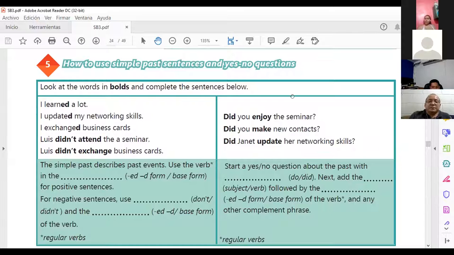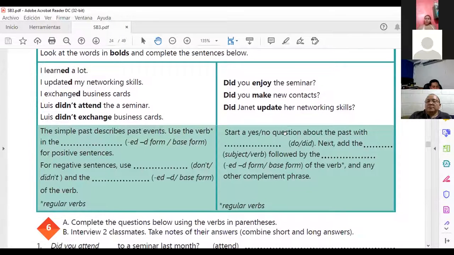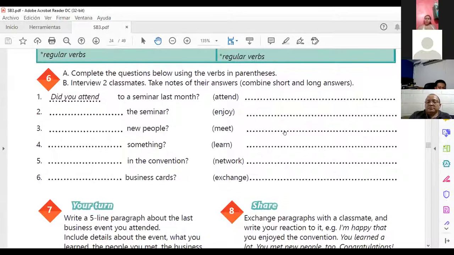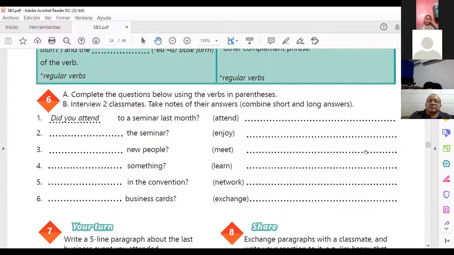Al final estuvimos leyendo este cuadro, okay, about the uses of the simple past. And this was the homework that was, not actually homework because I didn't tell you to do it. Pero este era el último ejercicio que no completamos, okay. What are we going to do here? Listen up. ¿Qué vamos a hacer acá?